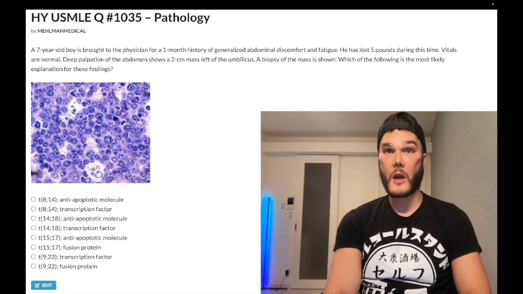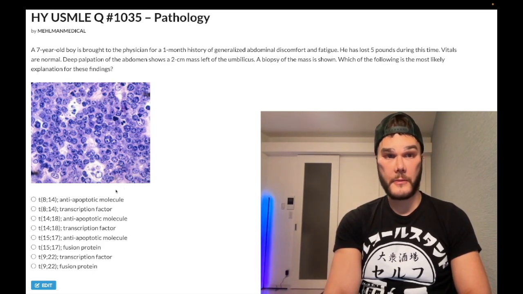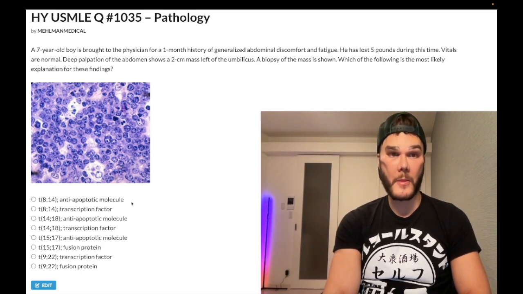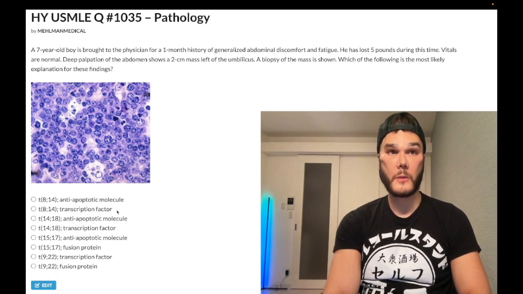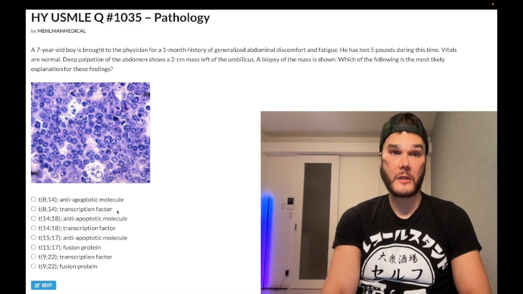So let's just hop through the answers here. Choice A, 8;14 translocation with anti-apoptotic molecule, is the wrong answer, because choice B is the answer. Burkitt is an 8;14 translocation, almost always with the c-MYC gene, which is a transcription factor. Okay, not dramatic. It's past level, as I said.